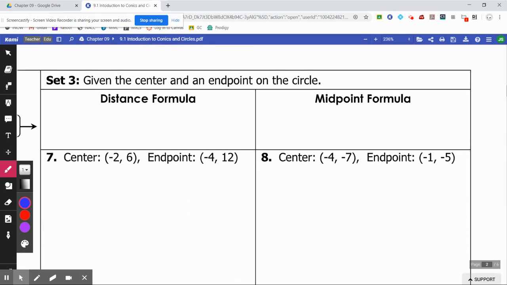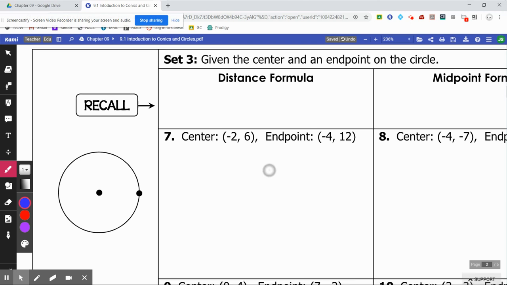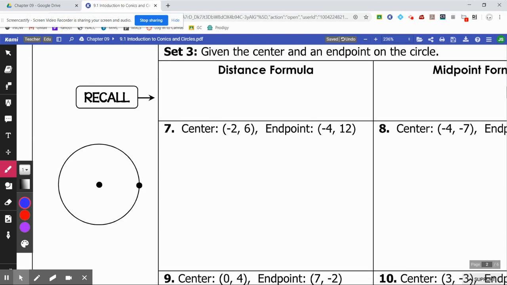Set number 3. What about if we're given a center and an endpoint? Now, we will have to remember the distance formula on this. Now, for distance formula, I like to use Pythagorean theorem.